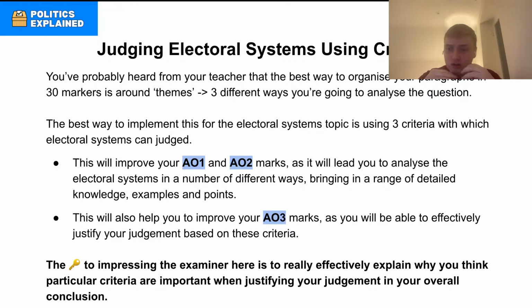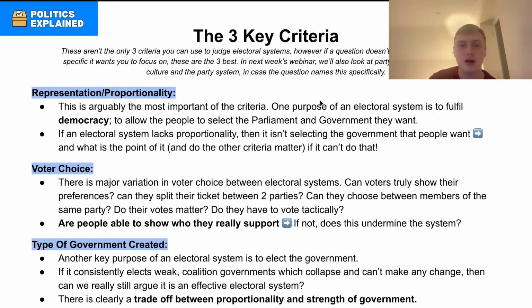Using those criteria to justify your argument can be a really effective way to impress the examiner. So really explain to the examiner why you think particular criteria are important and use it to justify your argument in your overall conclusion. But I'll go through some examples of that. It's in the supplementary notes, and it's also in a task we're going to have a look at later in the webinar. So the 3 key criteria: representation and proportionality, voter choice, and type of government created.